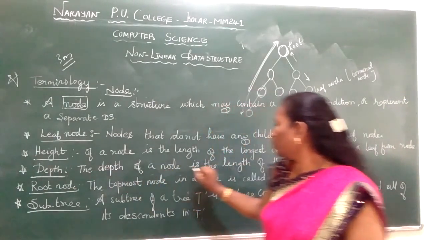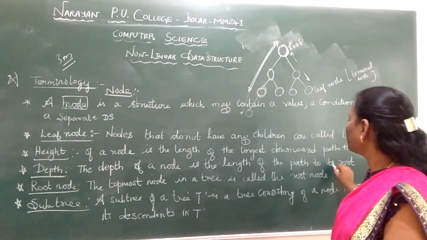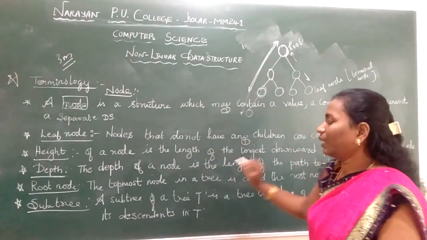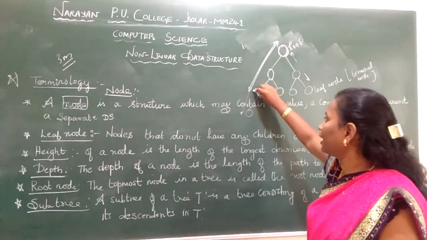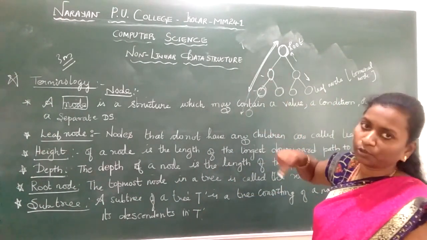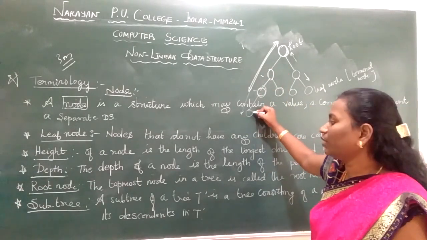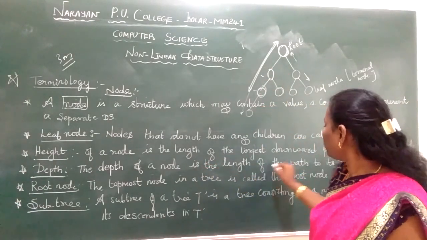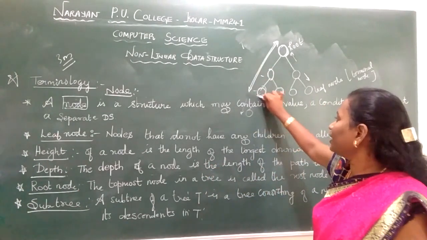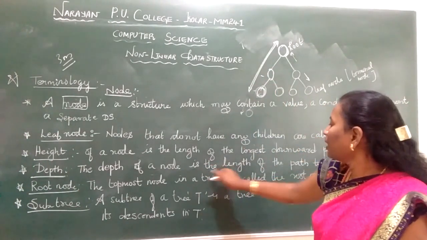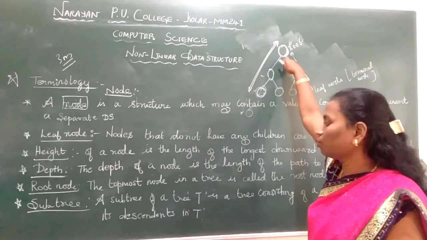Next, what is the depth? The depth of a node is the length of the path to its root. For example, I can take depth from here, depth from there, it is up to your wish. From whichever node you take, the depth of the node is the length of the path to its root node.